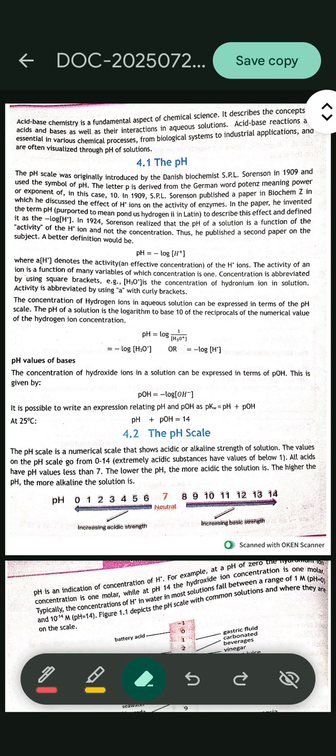The concentration of hydrogen ion in aqueous solution can be expressed in terms of the pH scale. The pH of the solution is the logarithm to base 10 of the reciprocal of the numerical value of the hydrogen ion concentration. The pOH of bases is the negative log of hydroxyl ion concentration, and to relate pH and pOH, we use pKw, which is equal to pH plus pOH. At 25 degrees C, pH plus pOH is equal to 14.